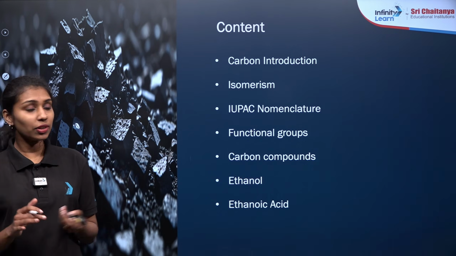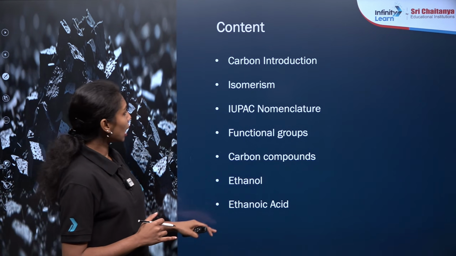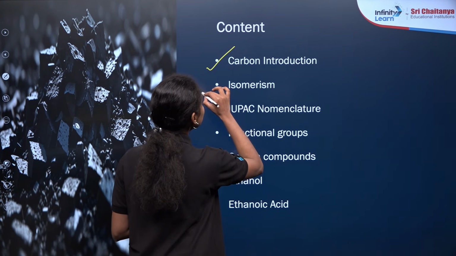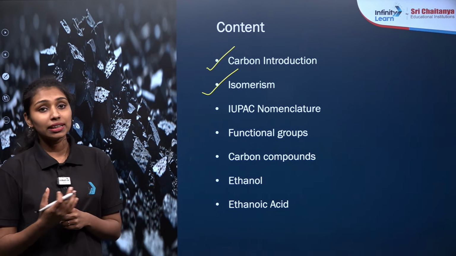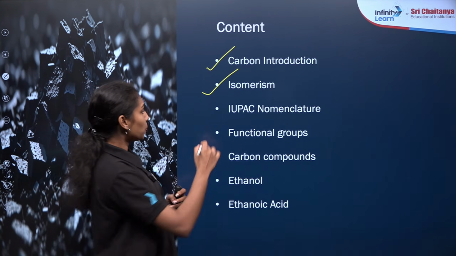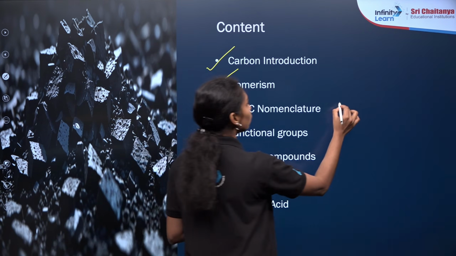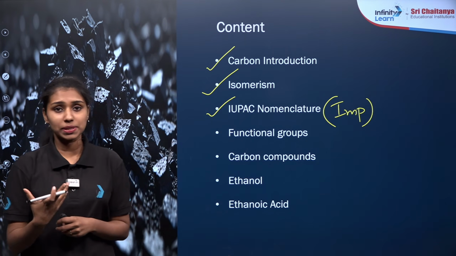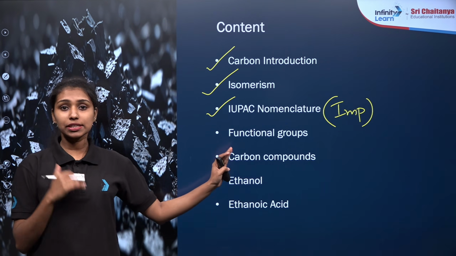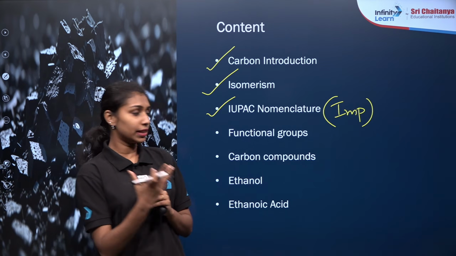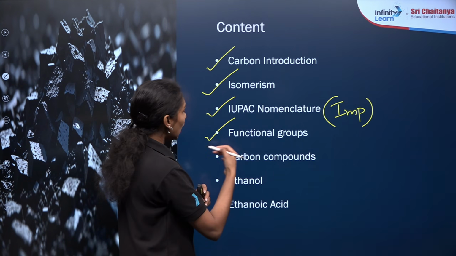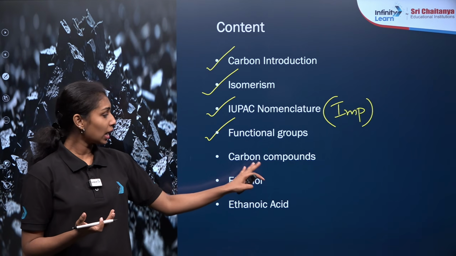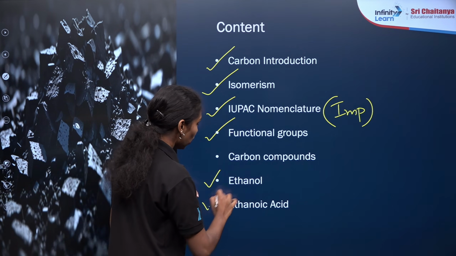So these are the major contents we are going to discuss in detail in the chapter here. What do you mean by carbon? What is the introduction for carbon? Then we are seeing the isomerism part, right? How we explain the isomers of carbon. Then IUPAC nomenclature, right? This is very important from your board examination point of view. Then the functional groups, right? Whenever we are discussing the IUPAC nomenclature, we will be discussing the different functional groups. So we will be seeing the functional groups, how we name these groups along with their priority order. Then we are moving to carbon compounds, mainly focusing on ethanol and ethanoic acid.